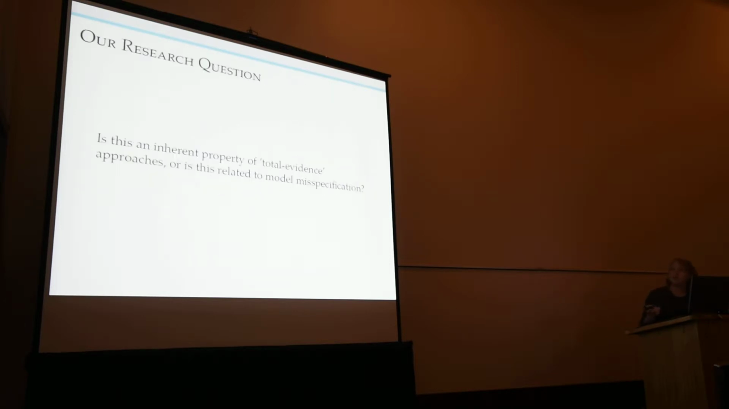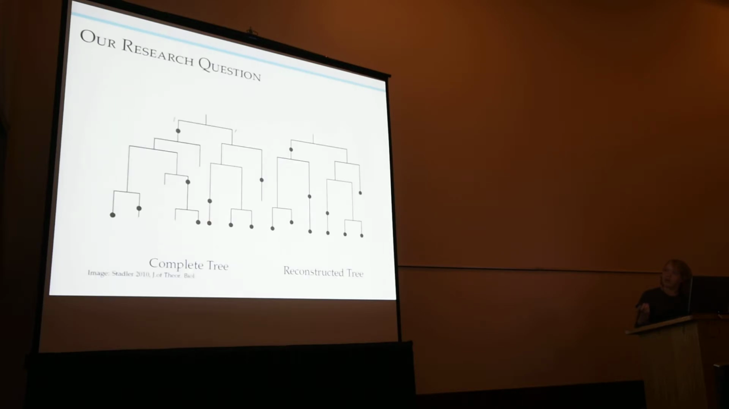And so Tracy and I got to wondering if these older ages are an inherent property of these more total evidence methods, or if this is somehow related to misspecification of the models that we use. And particularly, we were wondering if this is related to not accounting for the presence of lineages that have sampled descendants.